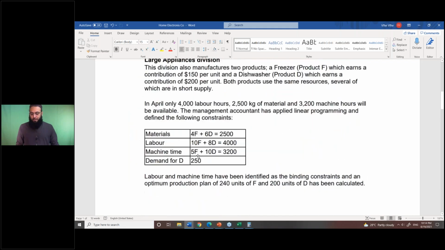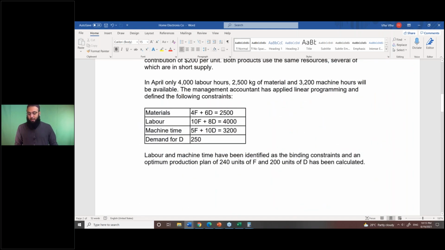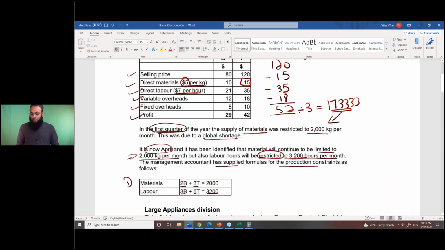Now, the second question is using simultaneous equations. What is the total contribution? Because there's no graph that you can use, no iso line here, okay? What is the total contribution to be earned from product B and T in April? Now, it's April, not the first quarter. And in this April, there are two limiting factors that you have to keep in your mind: material and labor. And the equations are given to you.